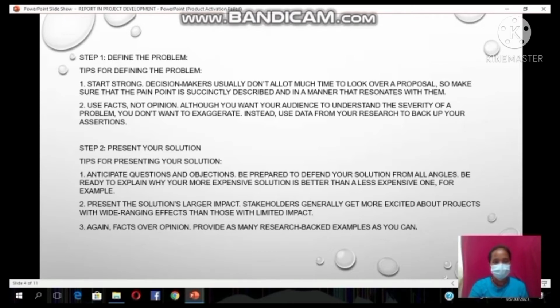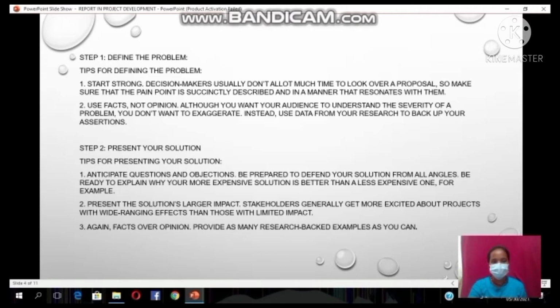Number 2, use facts, not opinion. Although you want your audience to understand the severity of a problem, you don't want to exaggerate. Instead, use data from your research to back up your assertions.